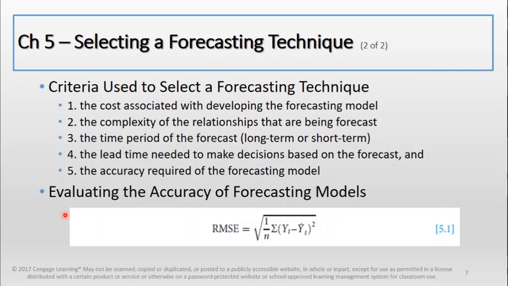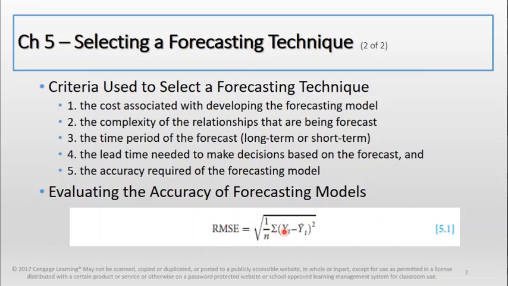So in addition, the mean prediction error, if you can remember, or the root mean square error, in this case the RMSE, is often used to evaluate the accuracy of forecasting model, where your N here is the number of observations. So the smaller the value of your RMSE, the greater the accuracy.